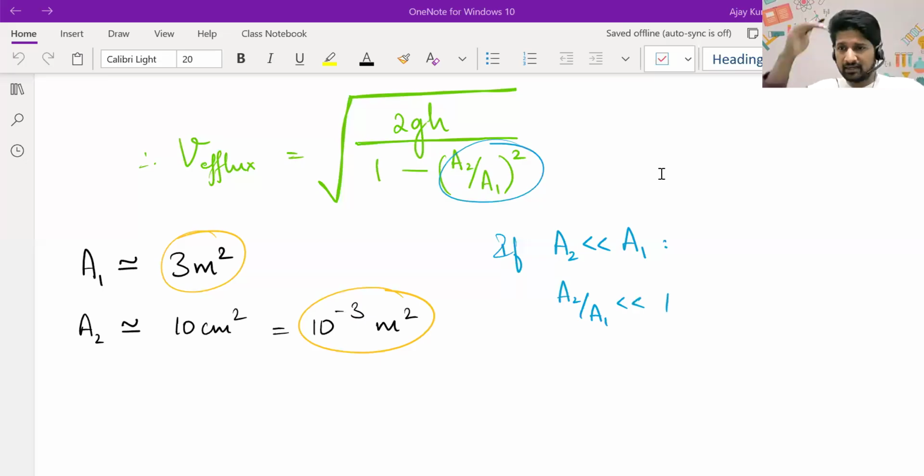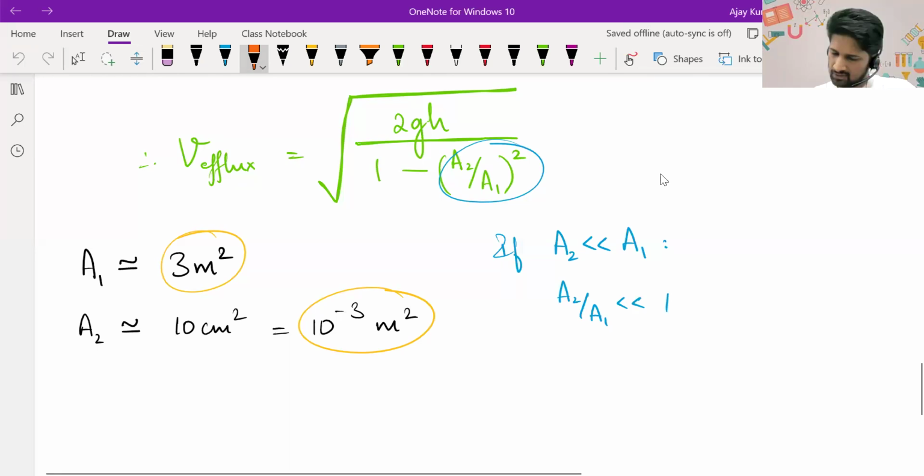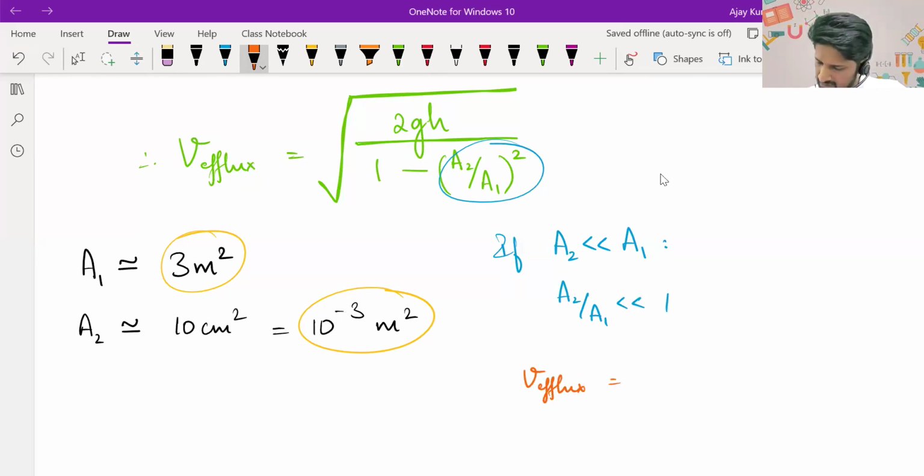Do you remember using this expression anywhere, under root 2gh, for speed? It's the speed of a freely falling ball. If an object is dropped from rest, then when it comes down by a height h, the speed becomes under root 2gh. Okay, good. So if a2 is very small compared to a1, the speed of efflux becomes under root 2gh.